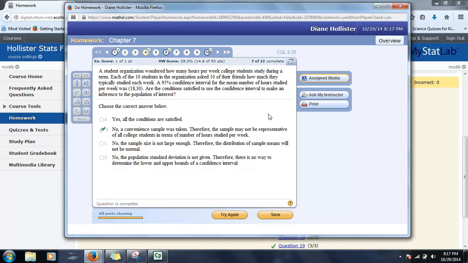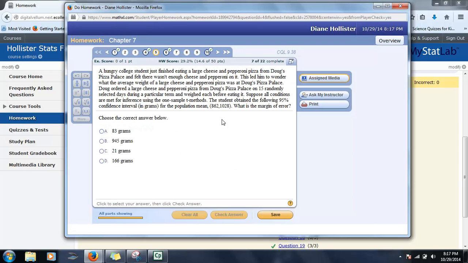The fourth one asks us to consider the number of hours that students study during the week. Each of the 10 students asked 10 other students, their friends, how much they typically study. We are asked to consider if this satisfies the conditions for a confidence interval. The answer is no, because this was a convenience sample. It may not truly be representative of all college students.